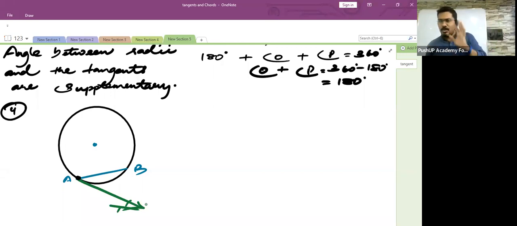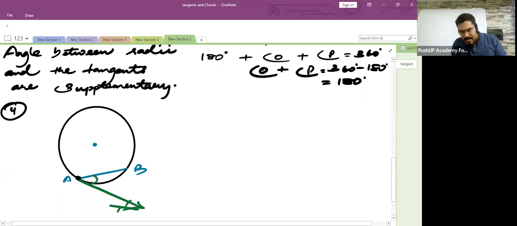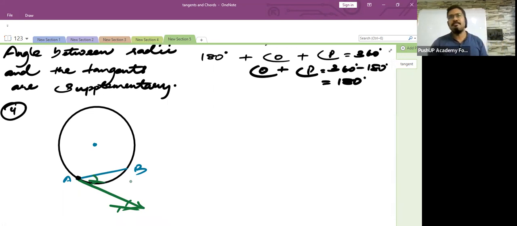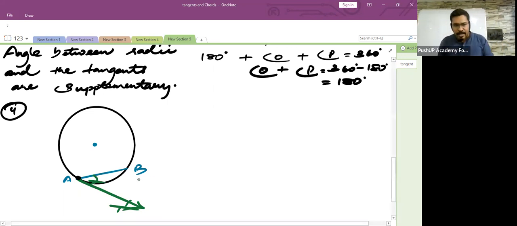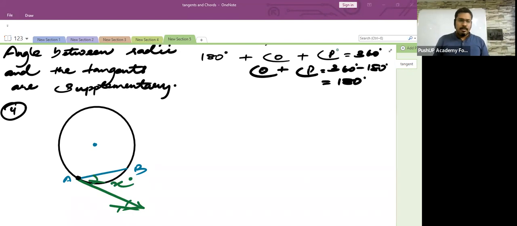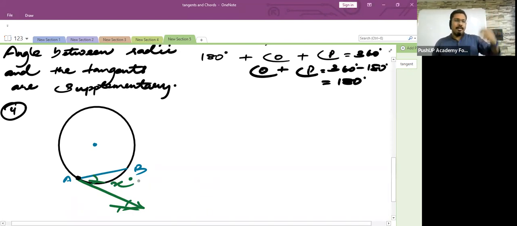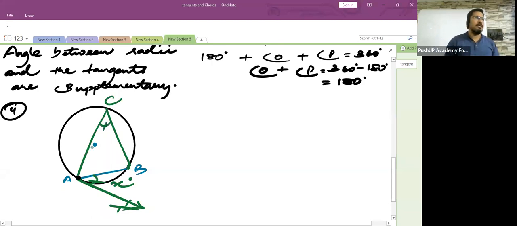If you notice, there is an angle created between the chord AB and the tangent AT. You all can see that, right? Fine. Let me assume that angle is equal to x degrees. Now, children, let me subtend an angle from this chord AB to the circumference of the circle, and let me name it as angle ACB.